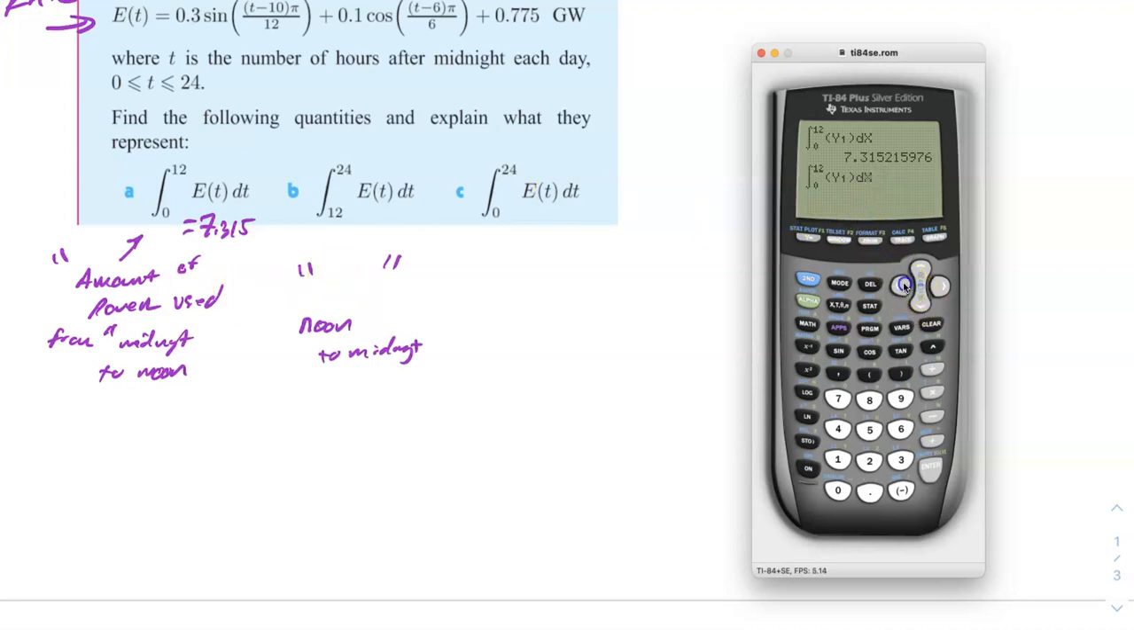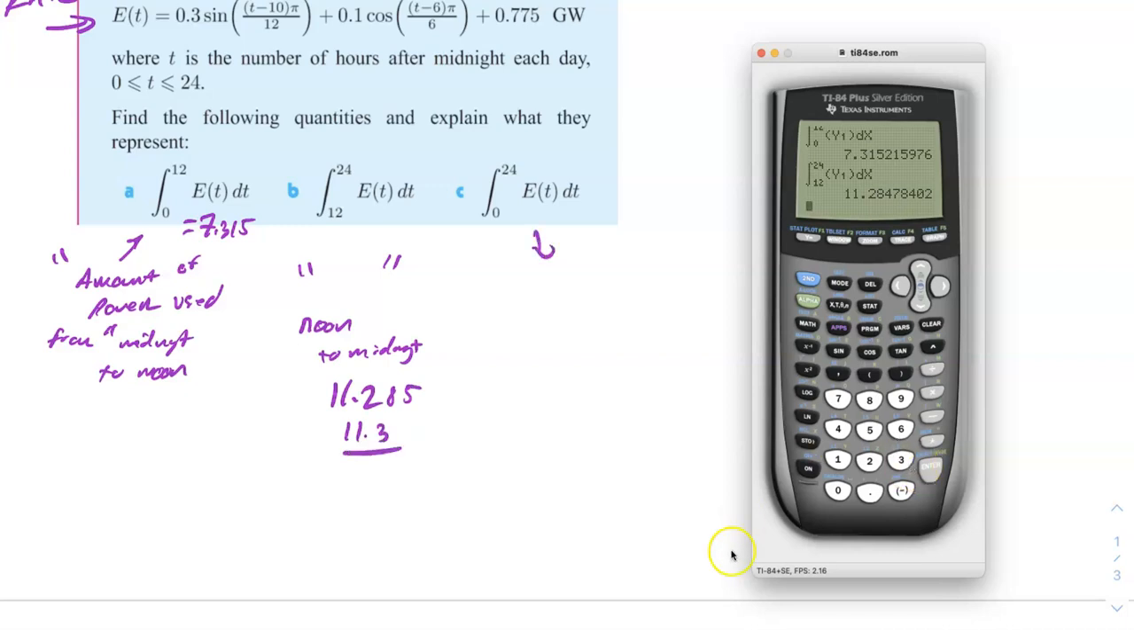Remember all I did was go back up here and select my equation. I'm going to change the limits this time from 12 to 24. Press enter. I get about 11.2. Makes sense. More people probably use power at night.